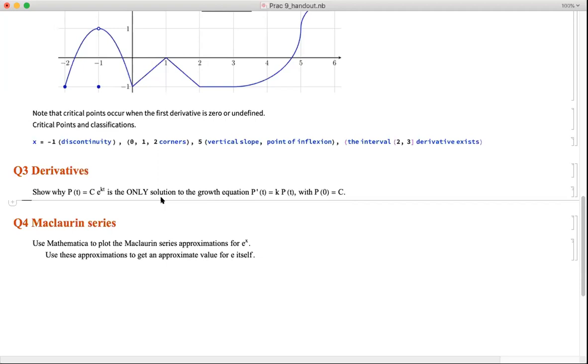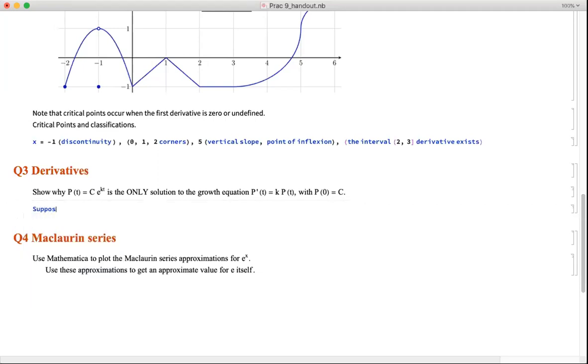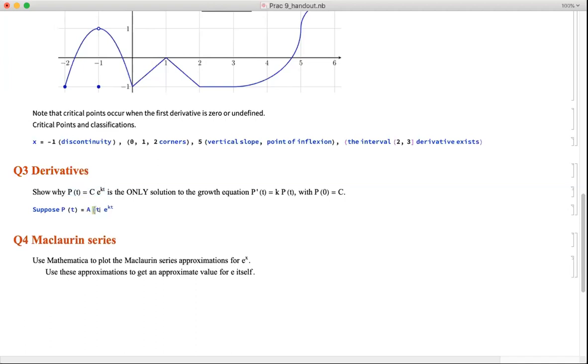With C as the constant. Suppose, instead of C, let's say P(t) is equal to A(t) times e to the kt. Okay. Can you use this P(t) to compute P dash and substitute into the equation P dash equals kP(t)? What's the derivative of P(t) in this case?